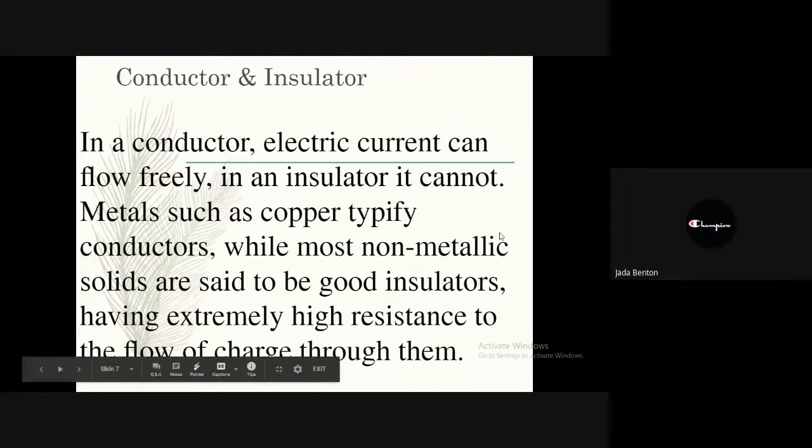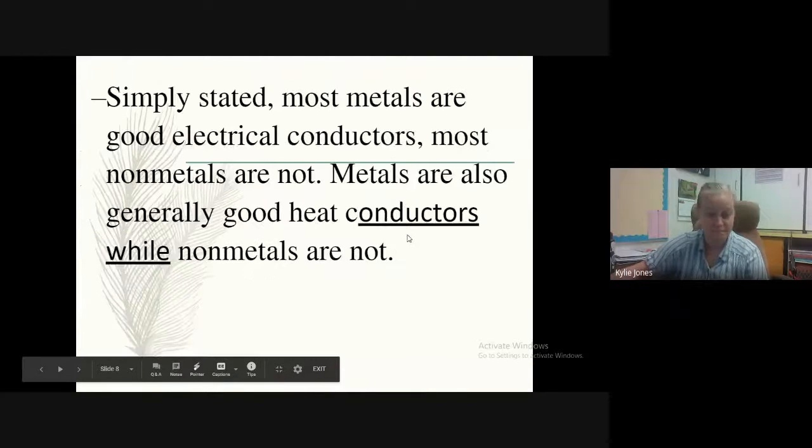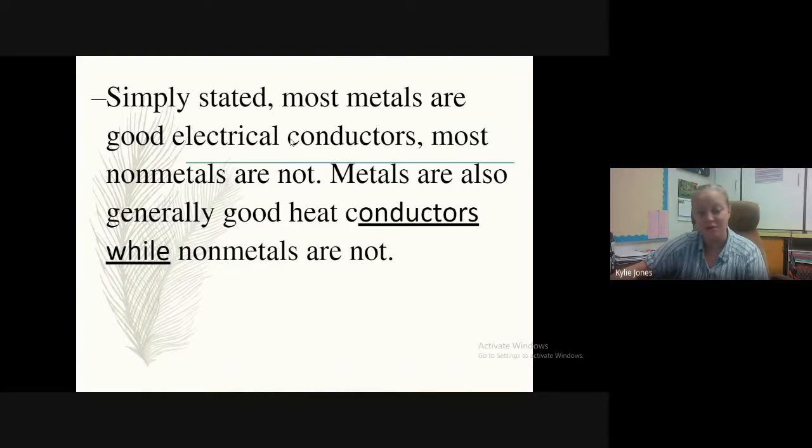Okay. Next slide. Simply stated, most metals are good electrical conductors and most non-metals are not. Metals are also generally good heat conductors while non-metals are not. So if you consider, let's go with, like, think of like any metal.